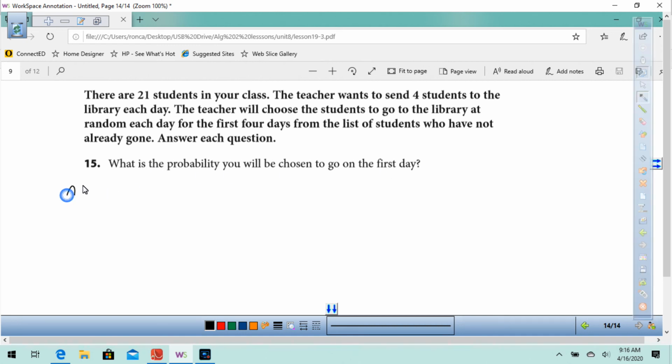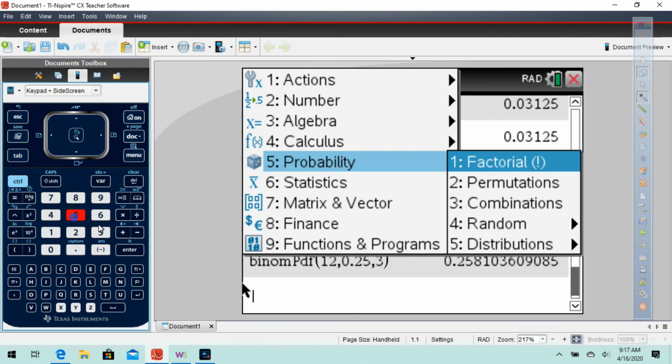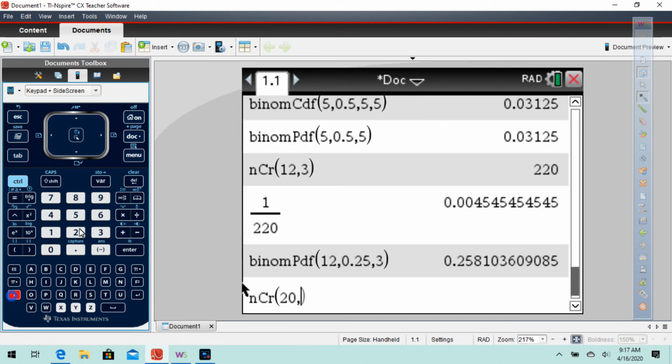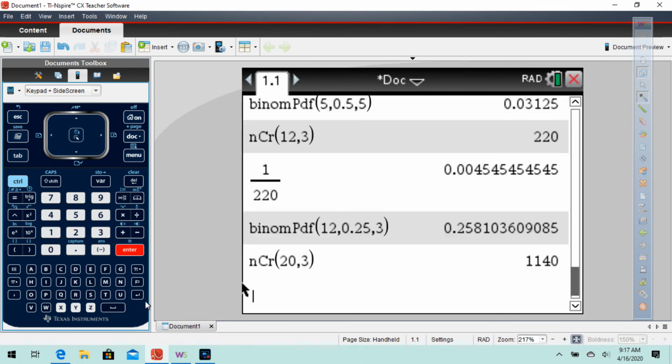So N of A will be 20 choose 3. Well, I'll say there's 21, but you're one of them, right? So there's 20 others, okay? And you could take any 3 of those 20. So let's go here, 20 choose 3 is 1140.